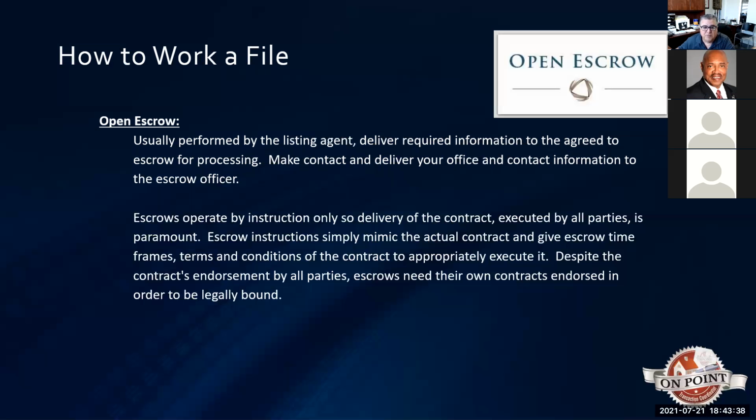Despite the contract's endorsement by all parties, escrow needs their own contracts endorsed in order to be legally bound. And the reason why is because they're a third party. So this is why they mimic and then add some of their own things. They have general provisions and other things that they talk about in escrow. But this is why they mimic the contract and then have the buyer and seller sign all that too, right? And that's because they're a third party.